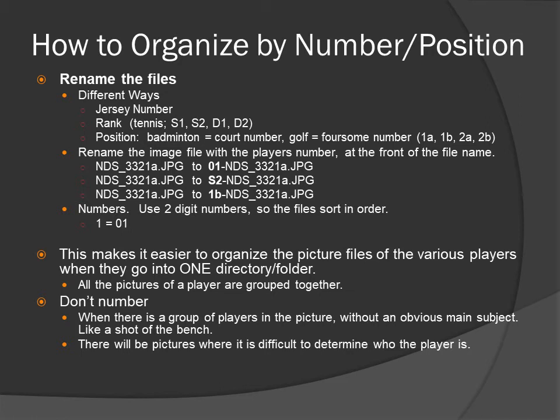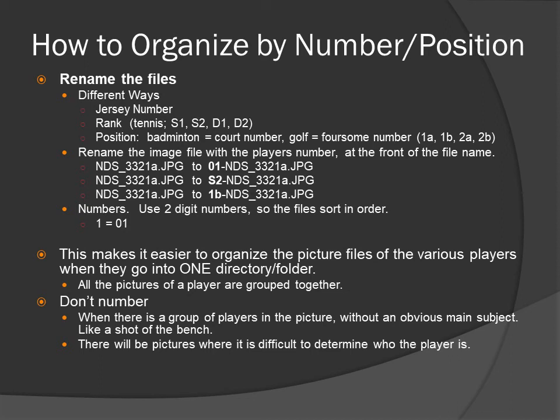NDS_3321A JPEG. In front of that, I put 01. So that's player 1. And the second one, S2, that is the second singles. The third one, 1B, that's player B in the first foursome in golf. On numbers, you want to use 2-digit numbers so the files will sort in order. Number 1 will be 01. That way, when you look at the files, they're all grouped together. You don't have 11 mixed up with 1.